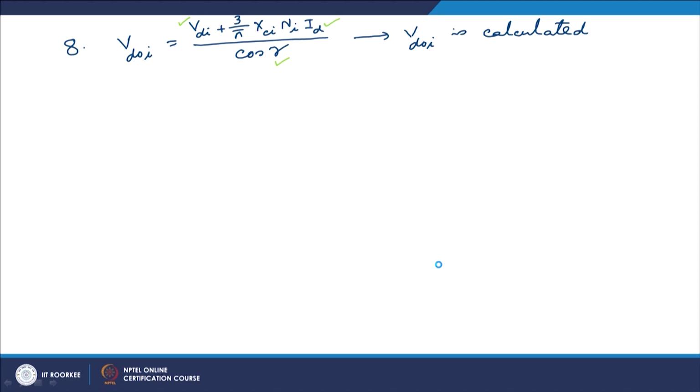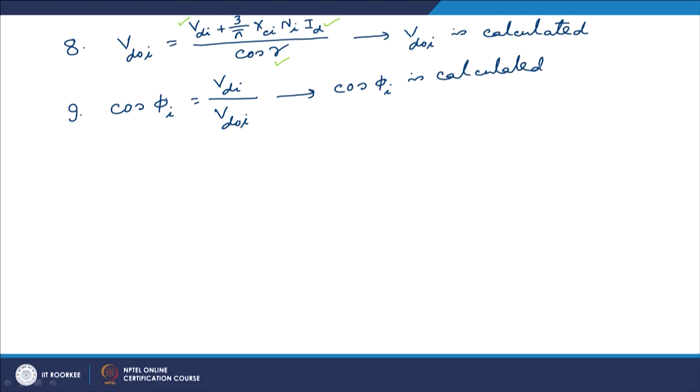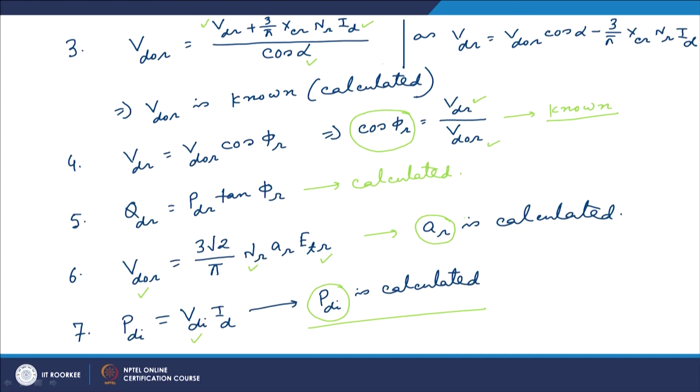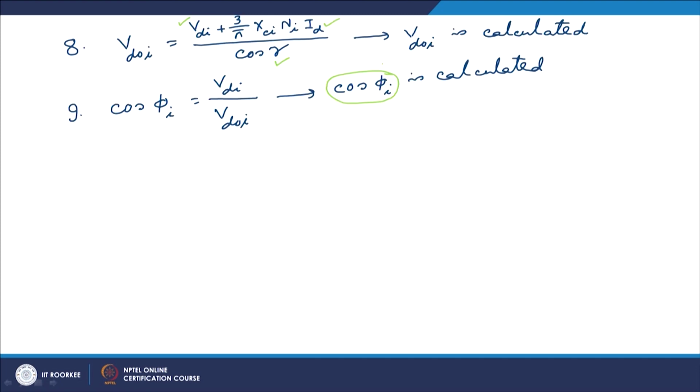So once we know the VDOI, after that what we do is we calculate cos phi I is equal to VDI by VDOI. So therefore cos phi I is calculated. So this is the fifth quantity we are calculating, because here VDI is known, this is actually pre-specified, and VDOI we have just now calculated.